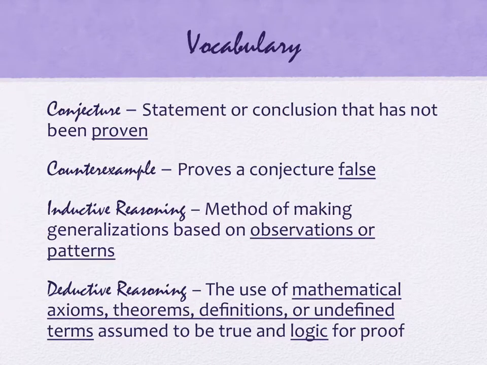The first word, you've probably heard the word conjecture before. A conjecture is a statement or conclusion that has not been proven. People throw conjectures out like they're truth all the time. But if it's not been proven, then it's a conjecture. A counterexample is something that proves a conjecture false, at least in that example.